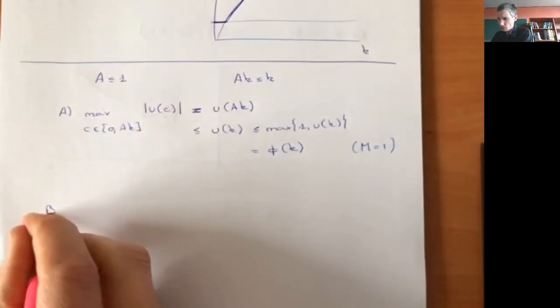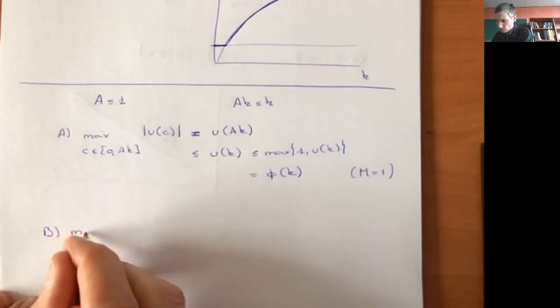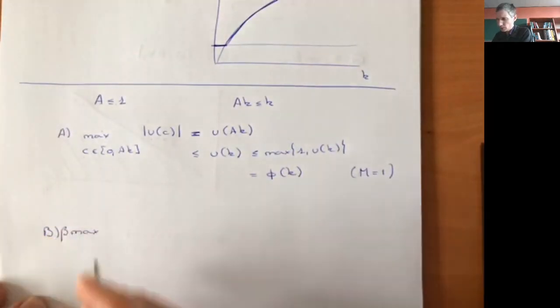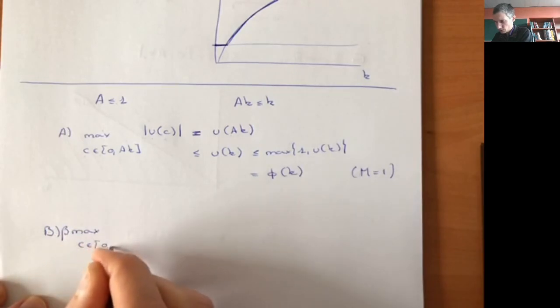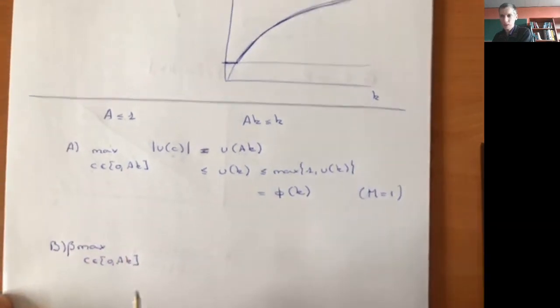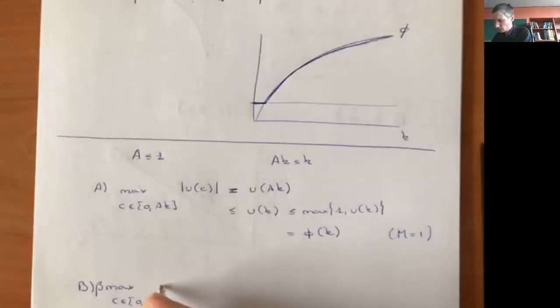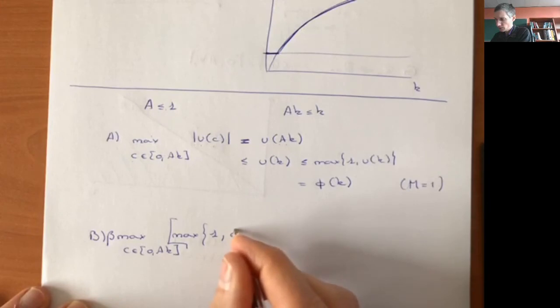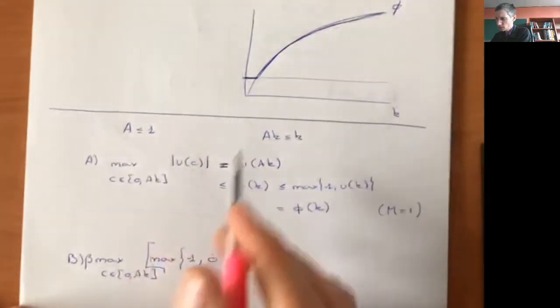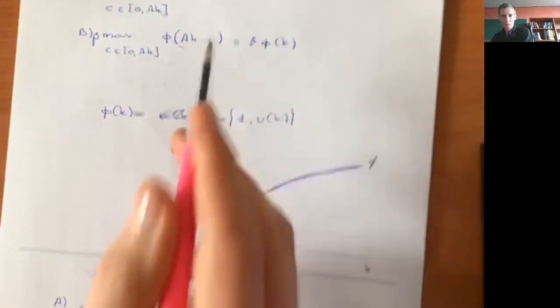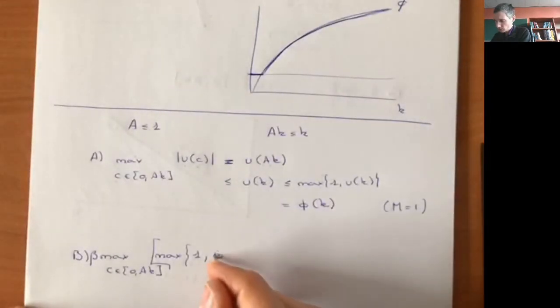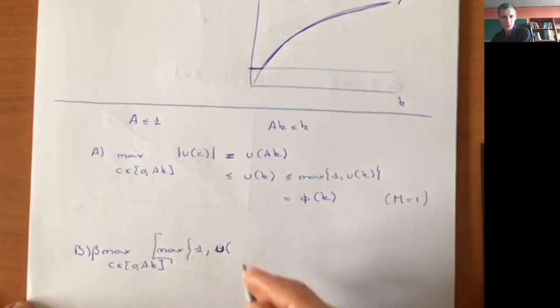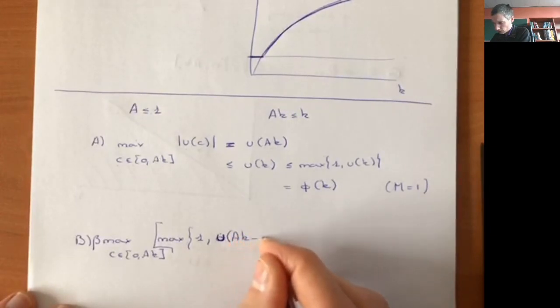And now let's go for B. You have beta times the maximum of c between 0 and ak, and now we need the function phi, right? So this is the maximum of 1 and phi of ak minus c, right? So this should be u of ak minus c.